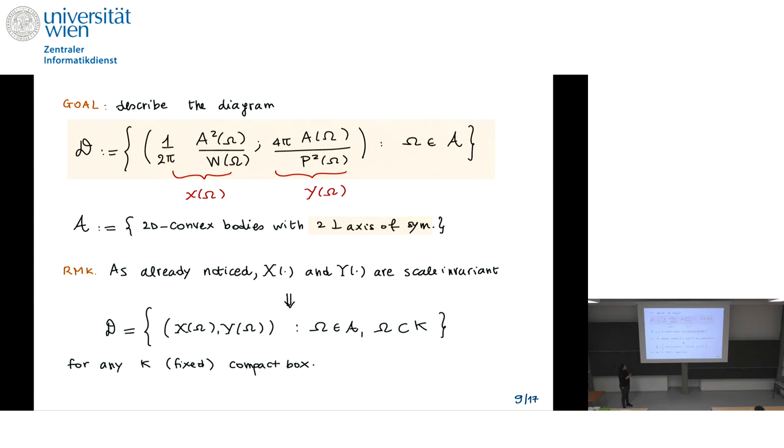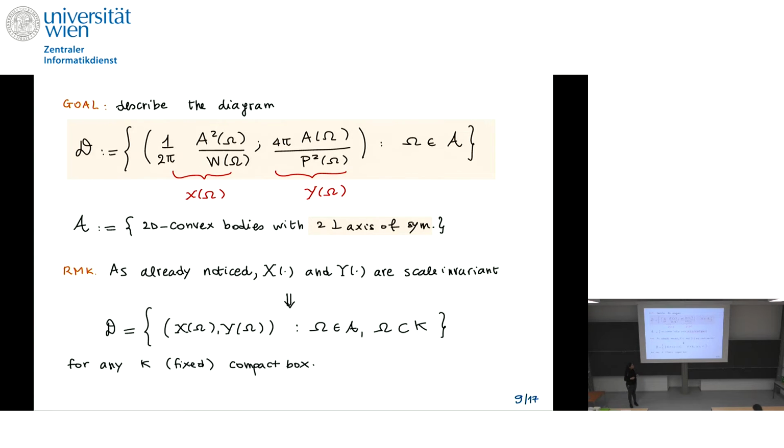So, just a remark, as I said, the two components are scale invariant. And this is important because, as I said before, we can not care about the homothetic copies of a set, but also because we can actually assume that all our shapes are contained in a fixed box. Because you take a shape, you rescale it till it fits a given box, and you compute the shape functionals. And you get the same value of x and y.